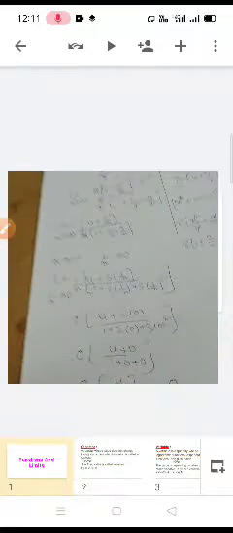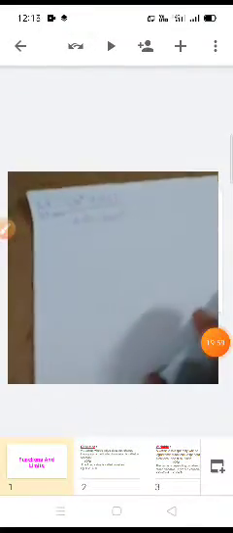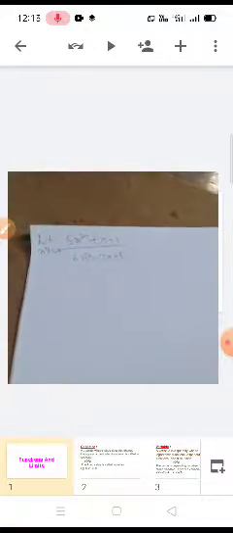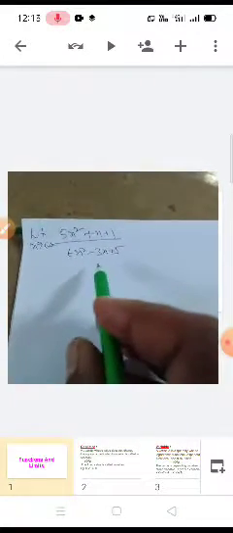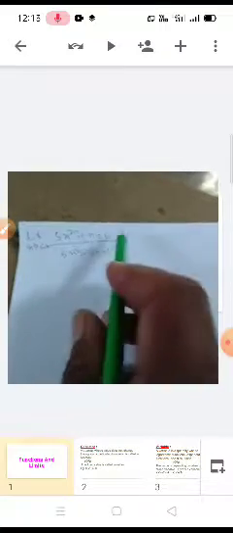Now we have to see another question: limit x tends to infinity of (5x square plus x plus 1) by (6x square minus 3x plus 5). We can't substitute the infinity value, so the highest power is x square. We have to divide by x square, or take x square common in the numerator and denominator, otherwise multiplying and dividing by x square.